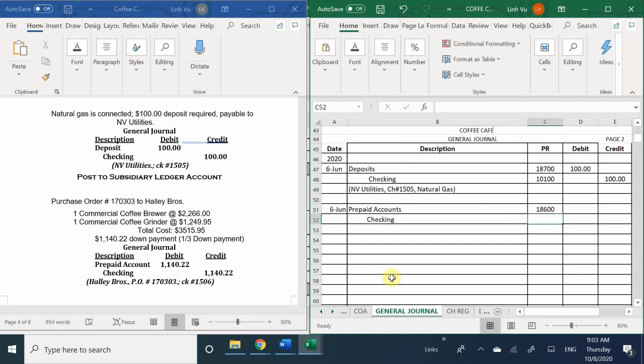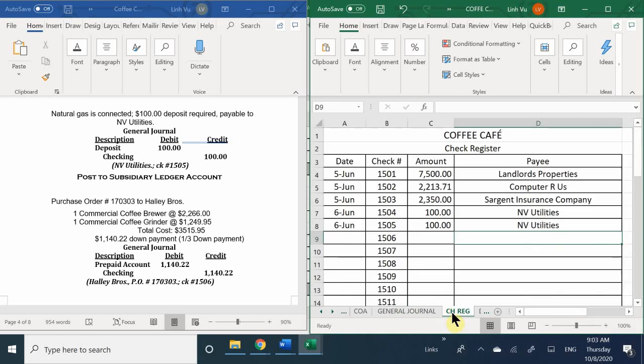And I know that I wrote a check to make my down payment. Checking was 1011. What was my total amount for my check? 1140.22. So my check amount should be the exact same, 1140.22. Before I do anything else, I need to go to my check register.